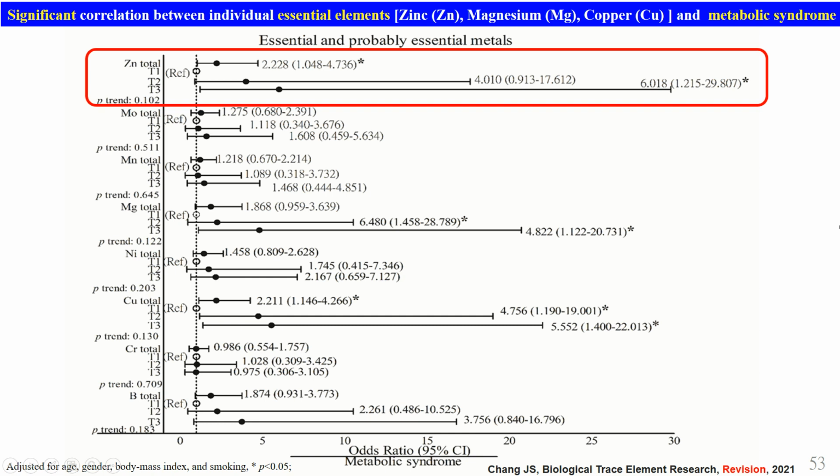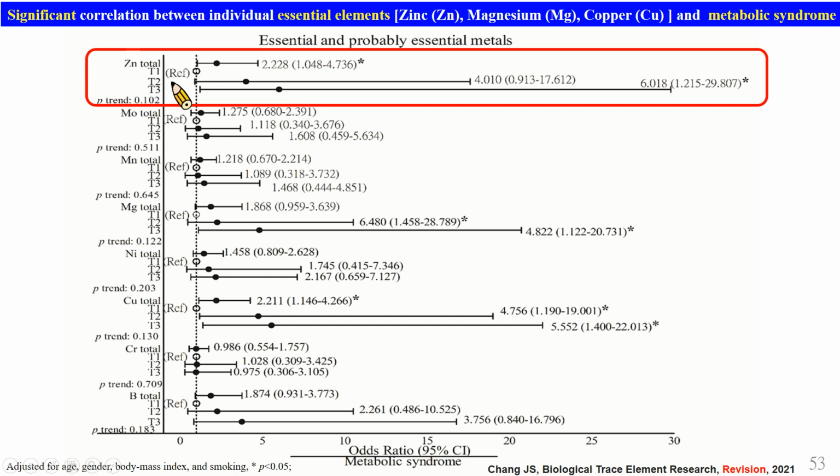Next, we look at the concentration effect, so we break them down according to concentration. In this case, T1 is the reference, which indicates individuals with the lowest level of that metal, and T3 is the highest level.